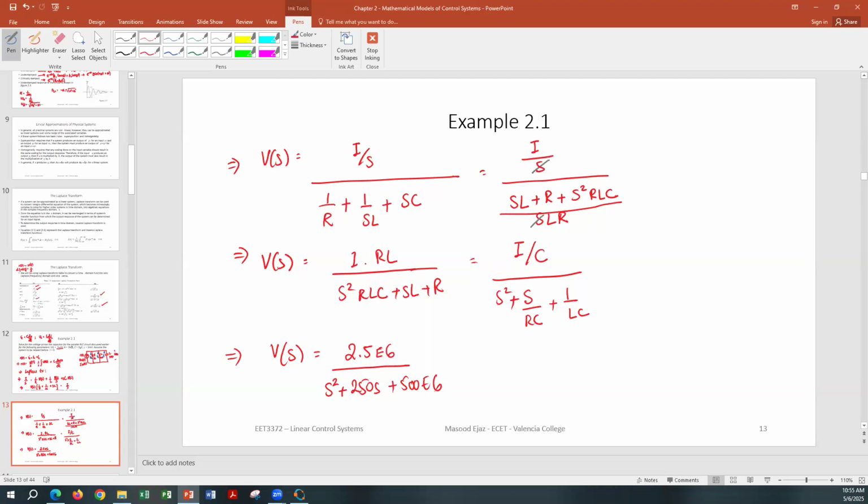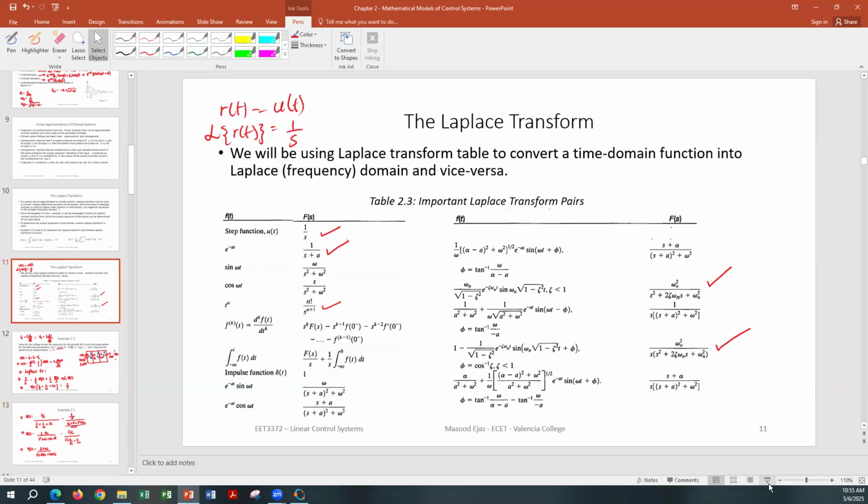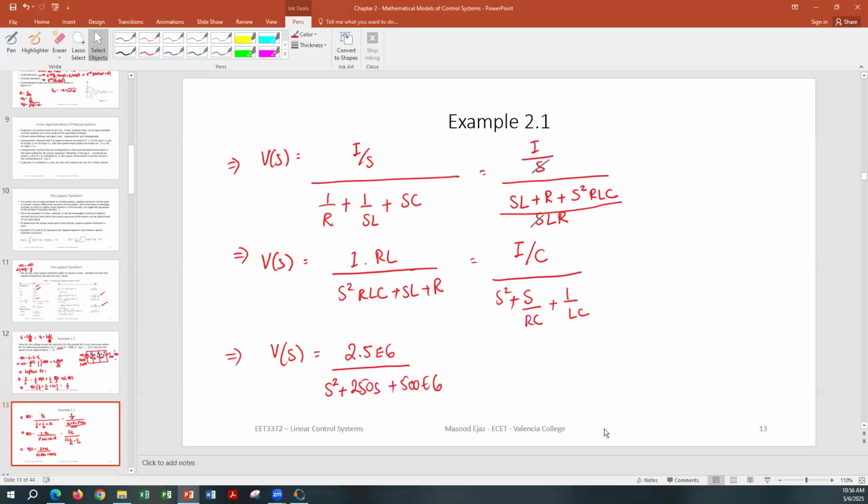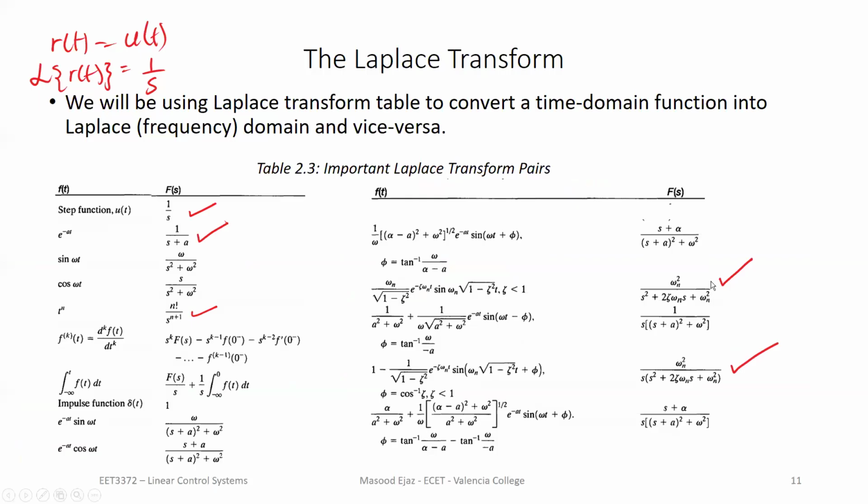Now, this equation can be seen. Let me go back. If you look at this relationship right here, omega n square over s square plus 2 zeta omega n s plus omega n square, and then we compare it with our equation. Let me write down this equation here so we can compare it easily. We have 2.5 exponent 6 divided by Vs equals s square plus 250s plus 500 exponent 6. So this is an easy way to solve for Vt. And we are looking at this relationship right now.